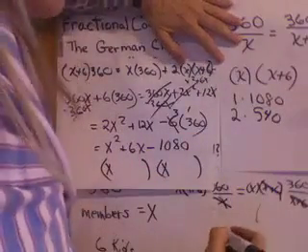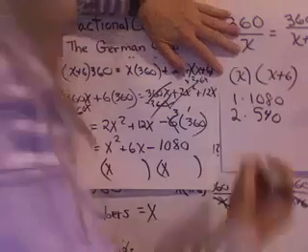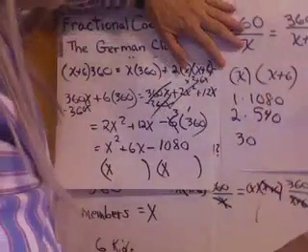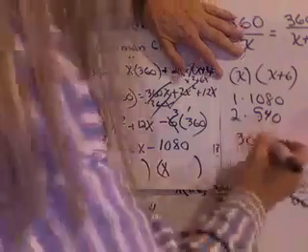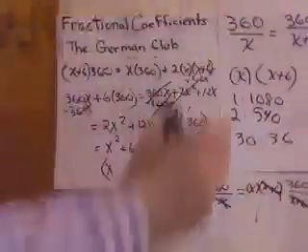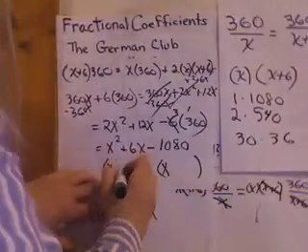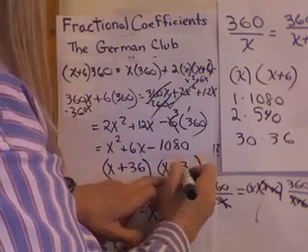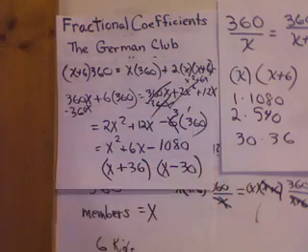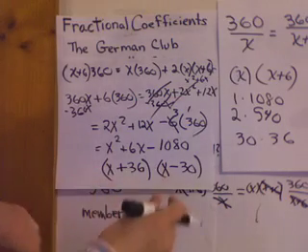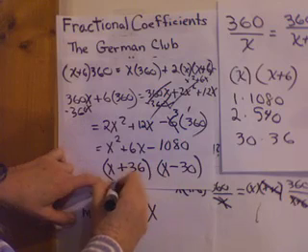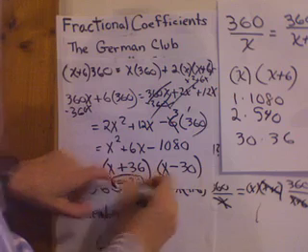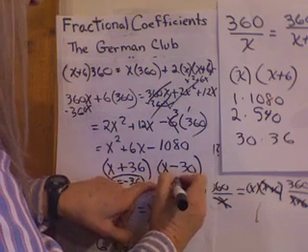Anyone know what it is? You guys with your calculators? How about, I could make the whole list, but let's try 30. 1080 divided by 30. 36? Yeah. And I need a difference of 6. So, x plus 36, x minus 30. And now I can finish solving this by setting equal to 0. x plus 36 equals 0, so x equals negative 36. x minus 30 equals 0, so x equals 30.